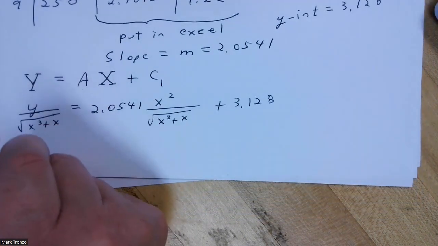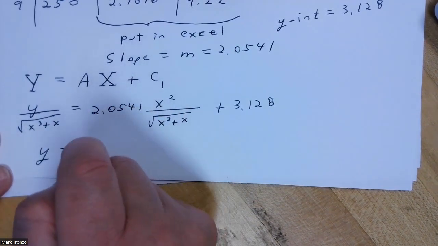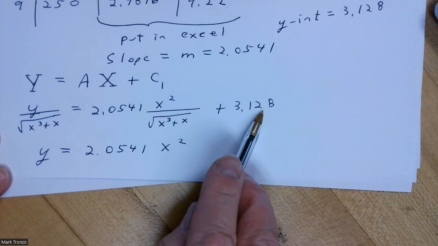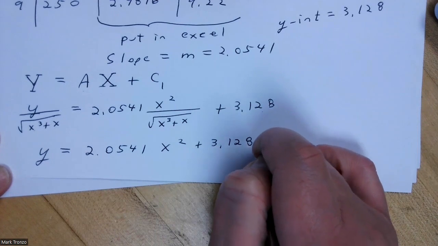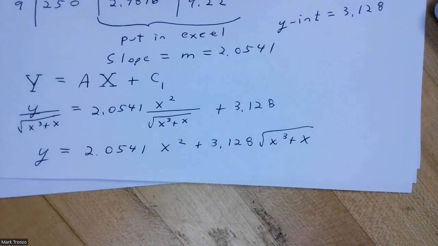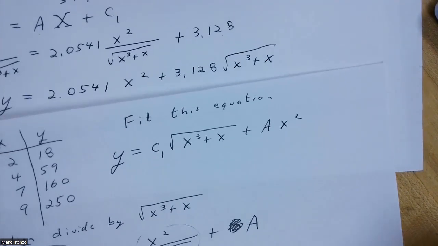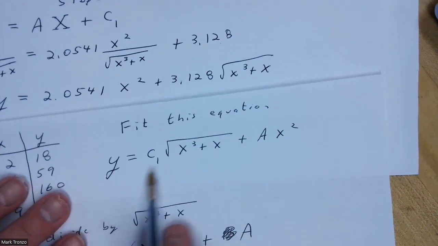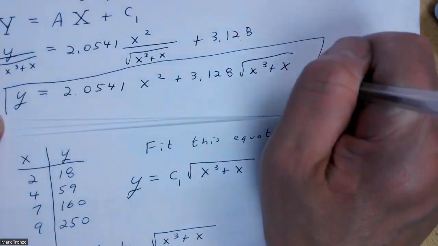We multiply through by that denominator, we will get, again, these will end up canceling. We have 2.0541 x squared. Then we'll multiply this over here, plus 3.128 square root of x cubed plus x, which is the form that we were shooting for. The only difference is I just have these terms reversed. You could put them back in the original way if you wanted. But so our final equation will be this.